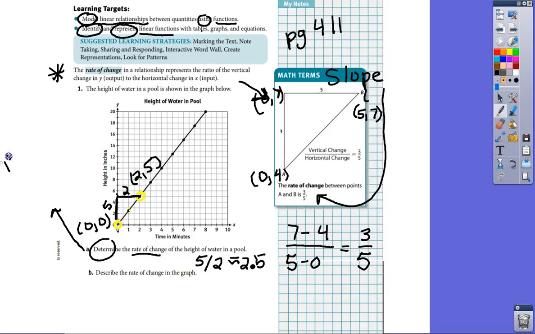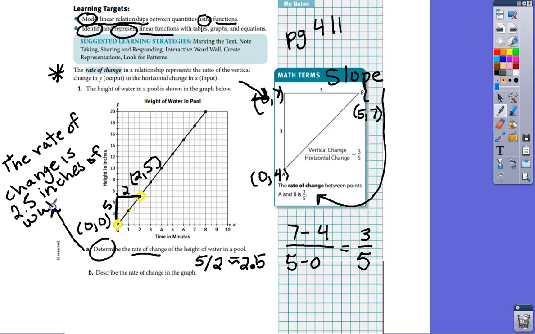So we're going to say the rate of change is 2.5 inches of water per minute. Okay, and the way that you find that is water per minute, since your water is your y, that goes on top, height in inches, which is water going up, and then the minute is your x's, and if we look, our x would be on bottom. So it's water per minute.